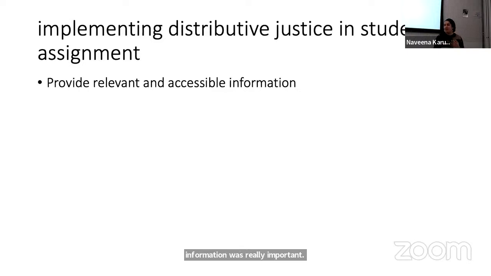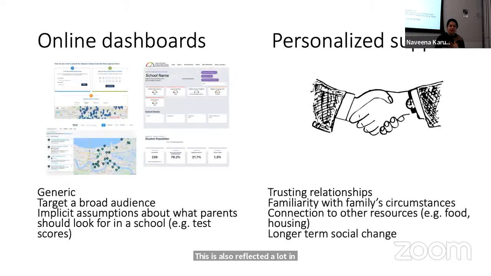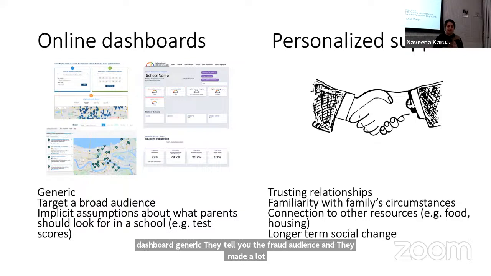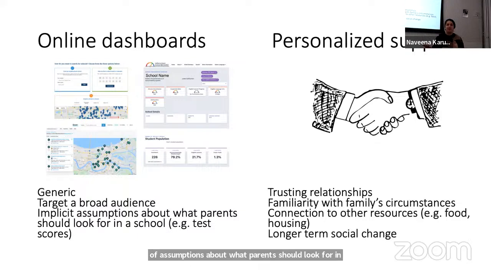There's a lot of talk about information asymmetry as being a problem. But one of the things that we found in a large study in Oakland, which just came out in CSCW, is that the interventions that people were making to reduce information asymmetry looked a lot like these dashboards, which were generic, they targeted a broad audience, and they made a lot of assumptions about what parents should look for in schools, for instance, standardized test scores. And what we found that really low income kids and their families in Oakland needed was personalized support.